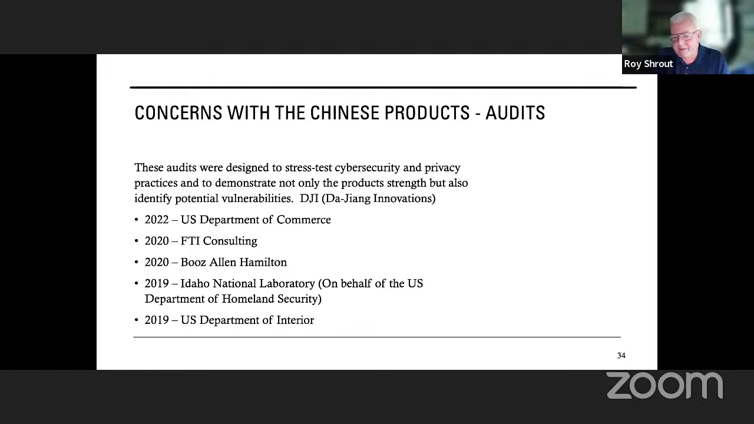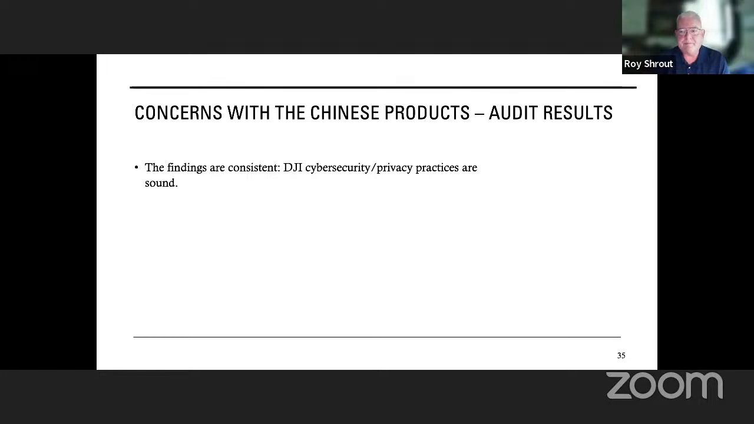FTI Consulting, which is a federal government contracted consulting firm, did one in 2020. Booz Allen Hamilton, which is a huge Beltway bandit here in Northern Virginia, also did one in 2020. The Idaho National Laboratory, on behalf of DHS, did one in 2019, and the U.S. Department of the Interior in 2019 as well. Here are the findings, abbreviated. They're all consistent: DJI's cybersecurity and privacy practices are sound.